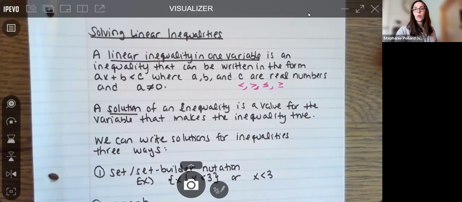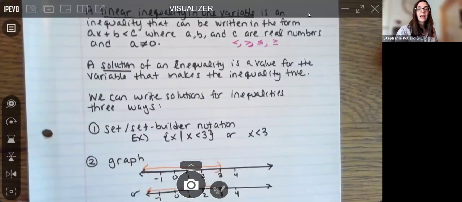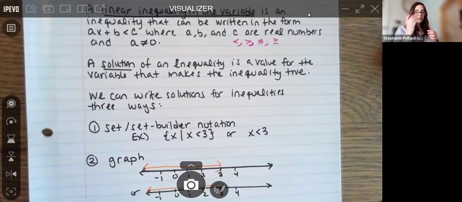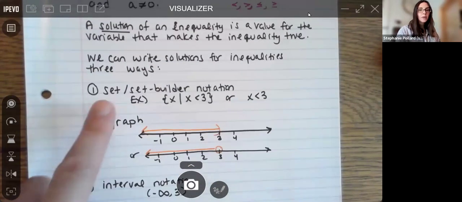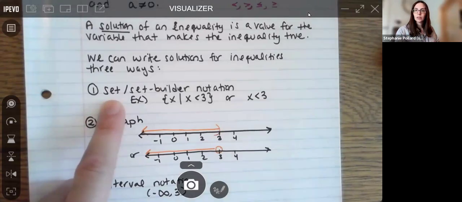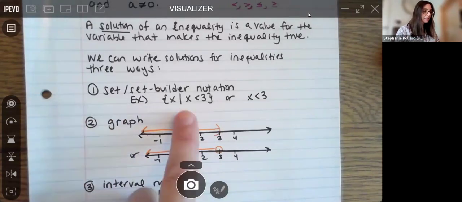Now, the thing with inequalities is because we typically have less than or greater than signs, you don't just get one answer, you often have a whole range of answers. So there are three different ways that we can write our final answers for inequalities. The most common way is set or set builder notation. It either looks like this or like this.